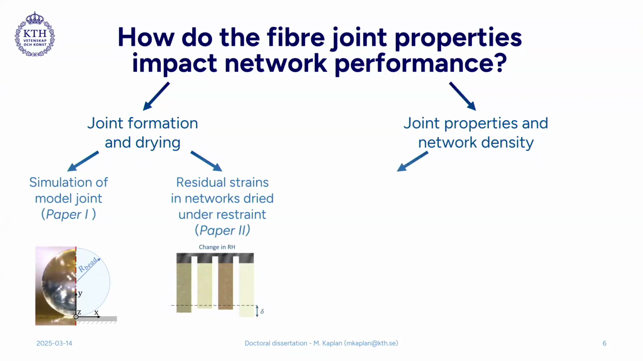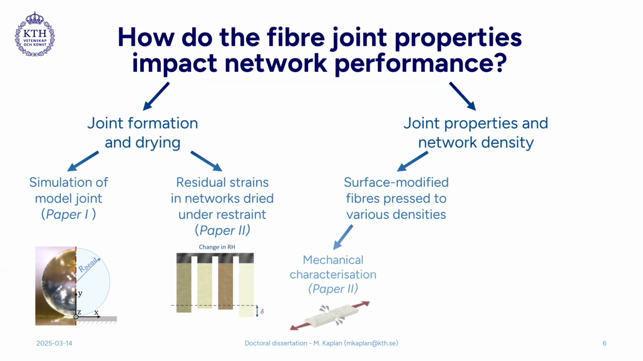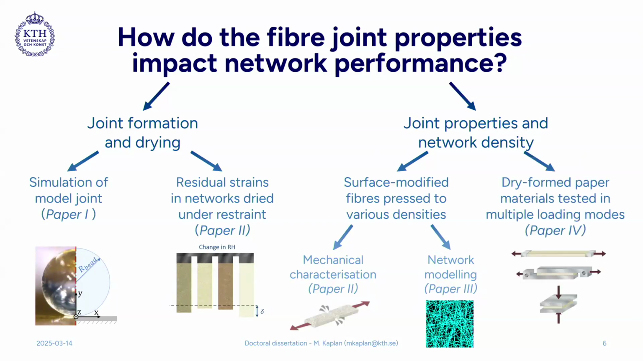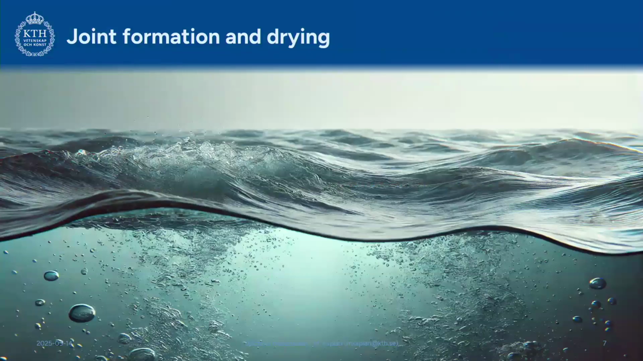The second part has mostly been evaluated with surface-modified fibers combined with various density levels, and this has been investigated in two parts. In paper 2, we did mechanical, so experimental, characterization of these materials. In paper 3, we also modeled these using a network modeling framework. Then we also looked at a different type of material, a dry-formed material, that we tested in different loading modes. This is special because it has very different joint properties than the wet-formed materials.